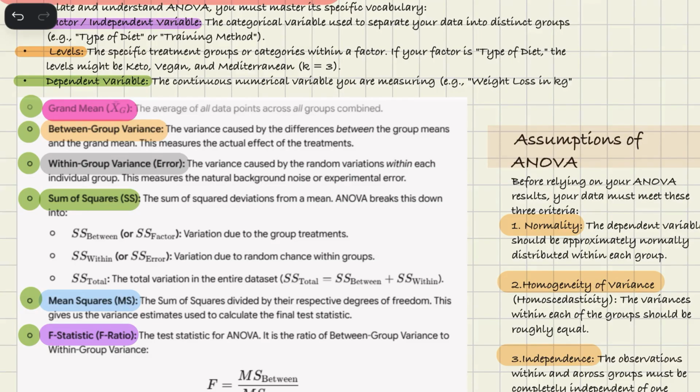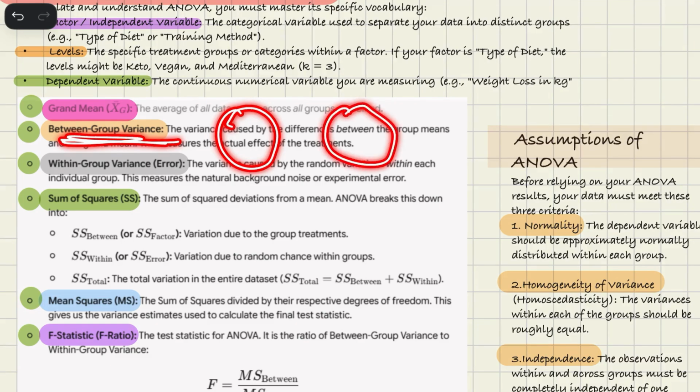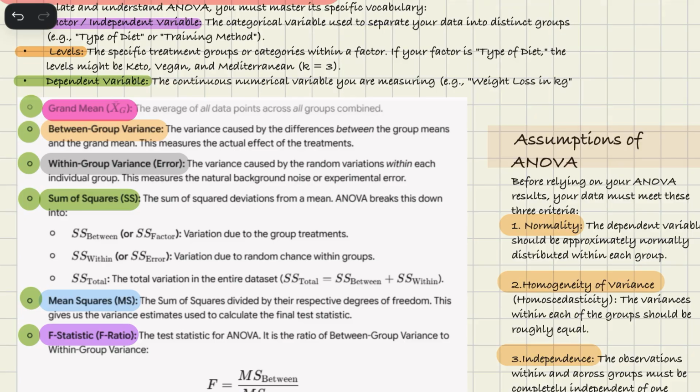Okay, so we are just talking about within one individual group, how many individuals on the same diet are different from each other, right? And in between group variance, we are talking about two different individual groups, and how they differ from each other. I hope you understood this point, right?